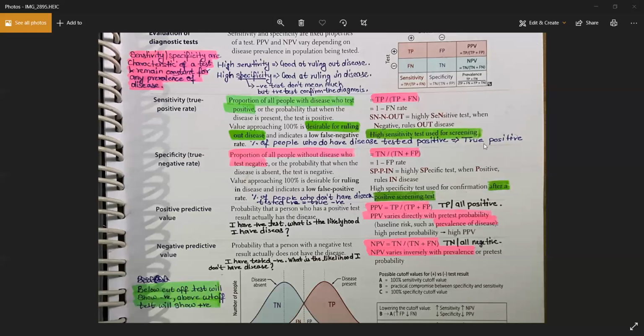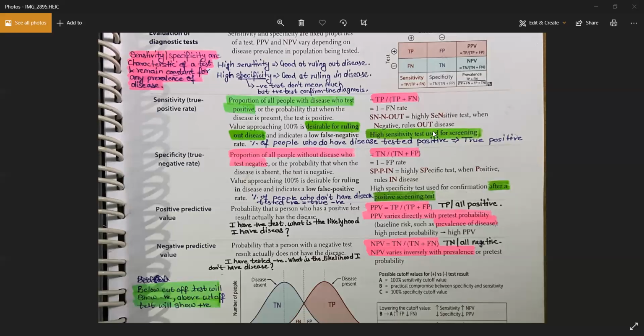Because you do not want to exclude those individuals who actually have the disease. You always want to rule in every patient with the disease, right? So a screening test is always a test with very high sensitivity, because you want to rule in every patient who has the disease, so that you can easily rule out those individuals who do not have the disease. So, high sensitivity for a screening test.